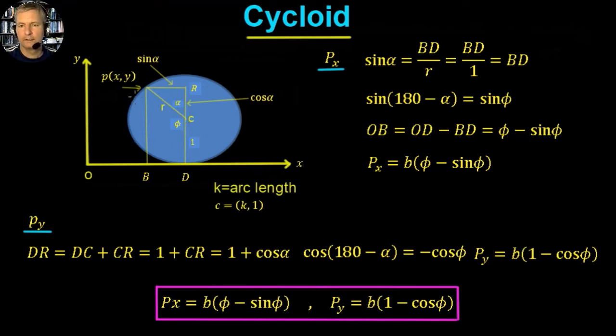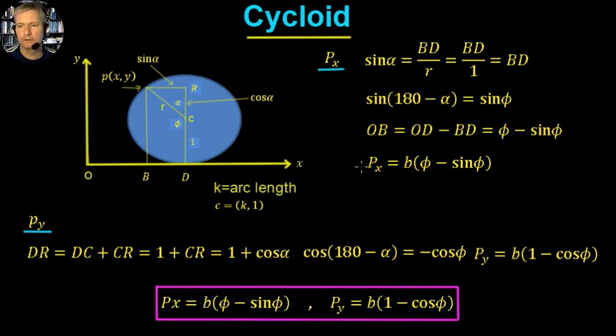So we're interested in the distance to point x. Now the distance to point x is OB. But that OB is just going to be the distance OD minus BD. Now we know the distance OD, that's just the distance it's travelled round about, which is just going to be the arc length, which is just going to be the angle phi. And the distance BD we just found out is sine of phi.